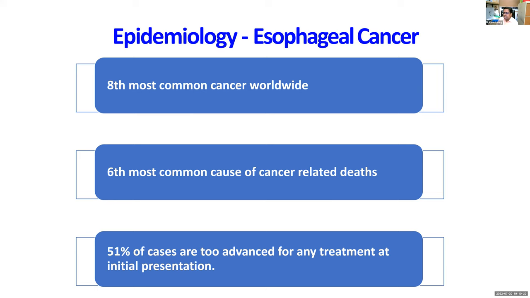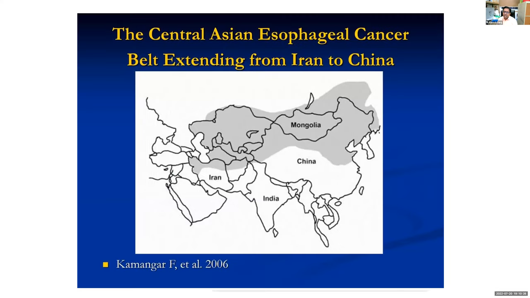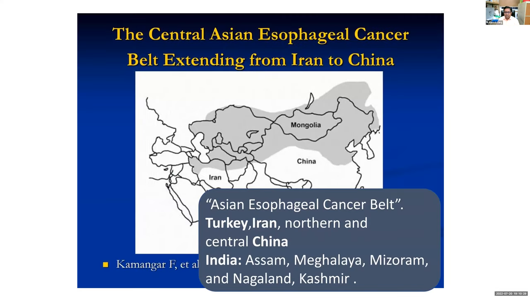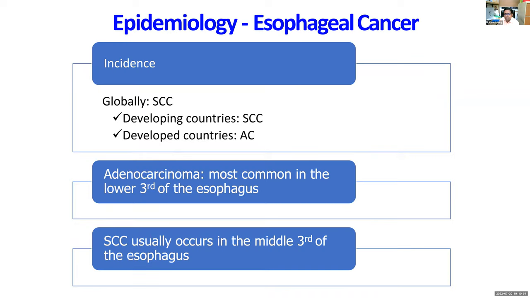When any treatment is not feasible for these patients, upfront surgery is not possible. And there is a belt along Assam, Meghalaya, Mizoram, Nagaland, and Kashmir, where these types of tumors are more common. And hence, any patients who are coming from these areas with telltale clinical signs or symptomatology of CA esophagus, which I'll be coming to a little later, should be assessed for the occurrence of esophageal cancer.